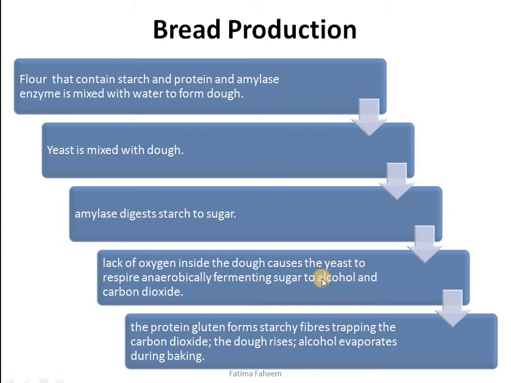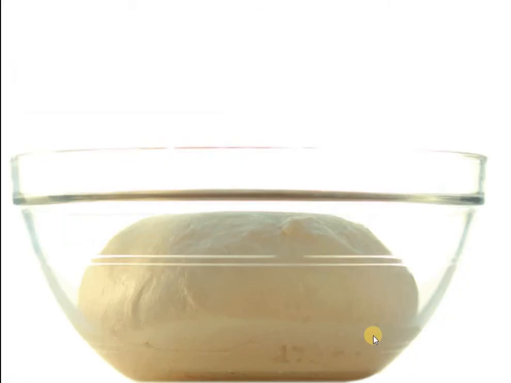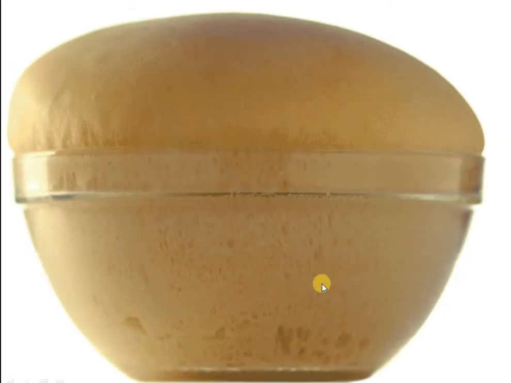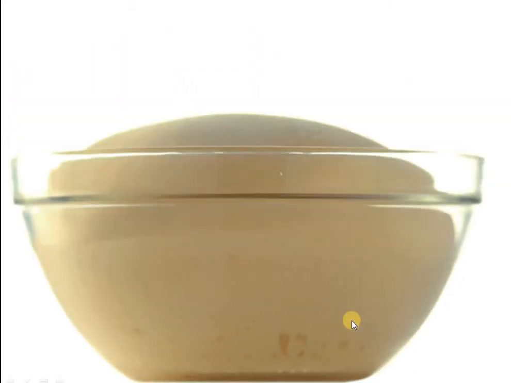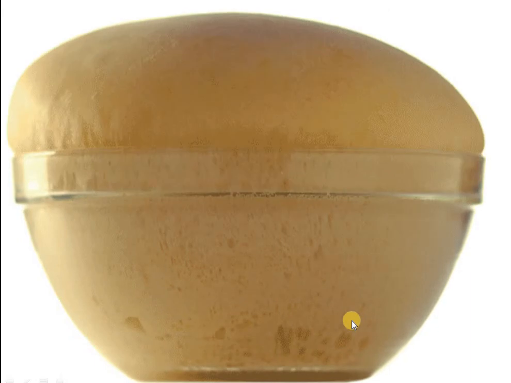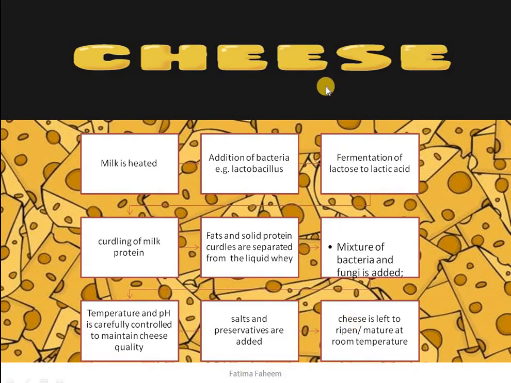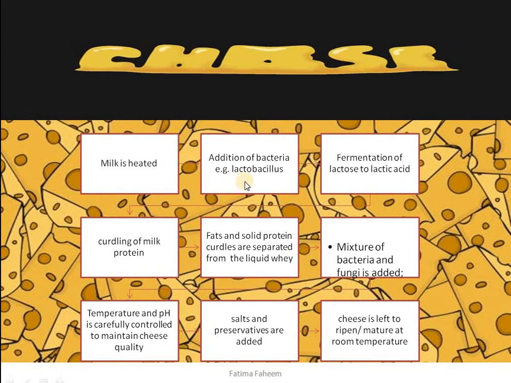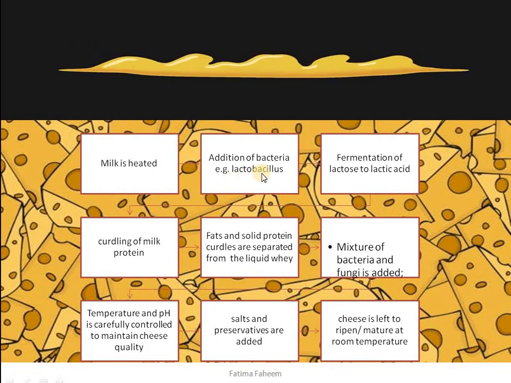The alcohol formed evaporates because of the heat during baking, while carbon dioxide is used to raise the dough. The protein gluten forms stretchy fibers which trap these carbon dioxide molecules. Here in the animation, I have tried to show you how the dough rises because of the trapping of carbon dioxide molecules.